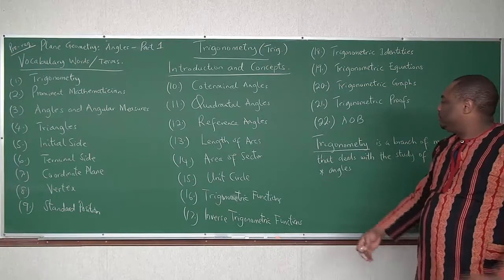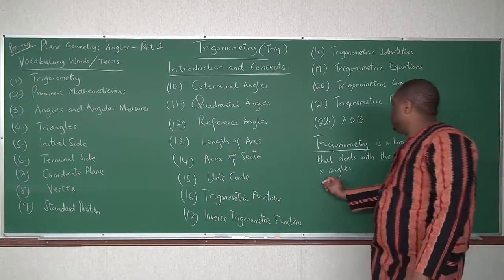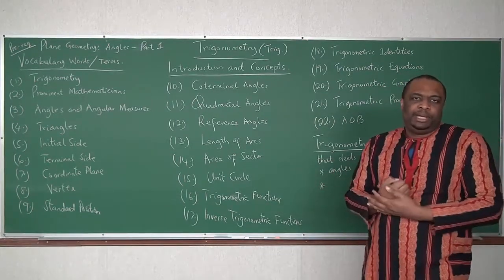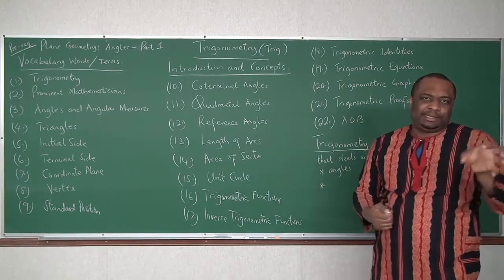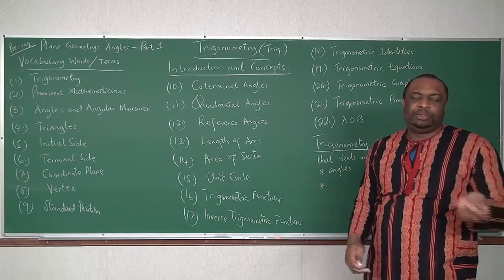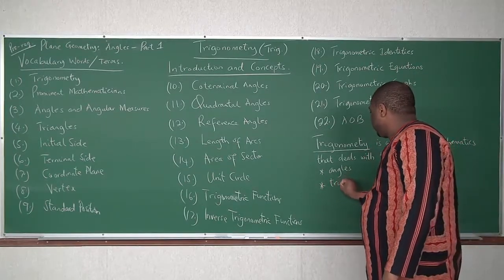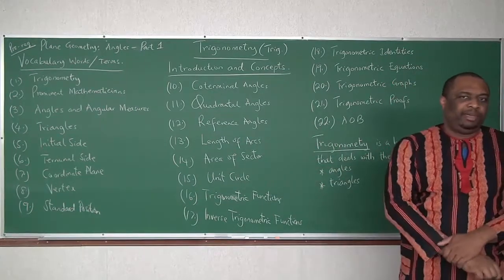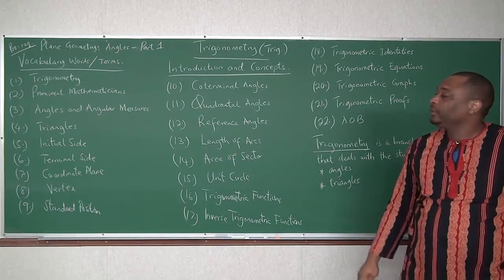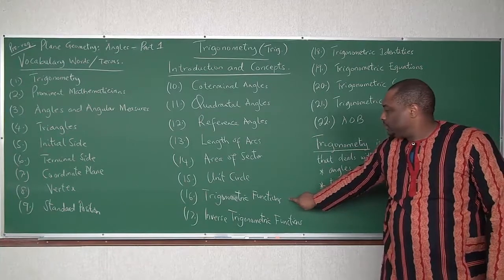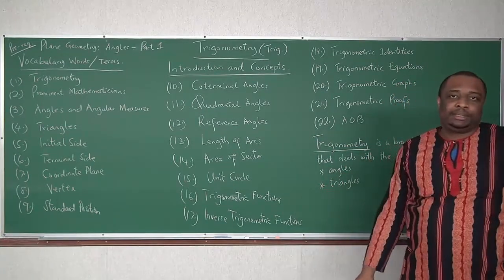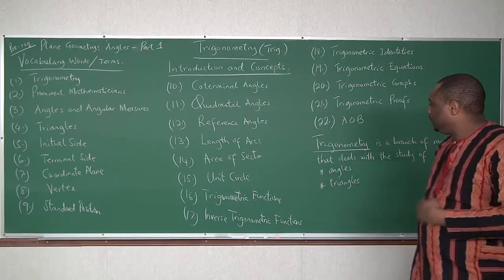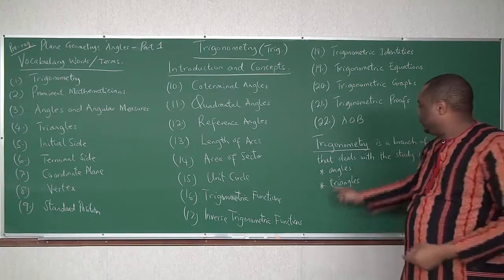So, trigonometry is a branch of mathematics used with the study of angles. It also deals with the study of angular relationships, lateral sides. Angles first, then it's also used with the study of triangles, okay? I did a video on the Pythagorean theorem. Later on, you might want to look at it. Before we do trig functions, it is recommended you view the video on the Pythagorean theorem. So, study of angles, then triangles.